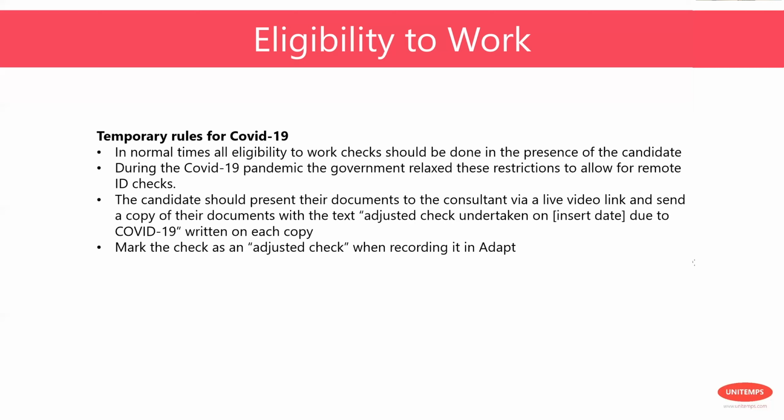They will also need to send you a scan of that passport with the following text written onto it. It needs to say adjusted check undertaken on, and then the date the check was done, due to COVID-19. And it does have to be that exact message. And it should be written on each copy if they had to copy multiple documents. You'll then need to mark those checks as adjusted checks in ADAPT. When you're recording the ID check, there's a tick box that we've added for adjusted checks so that we can keep track of which ones were done in person and which ones were done through this route.